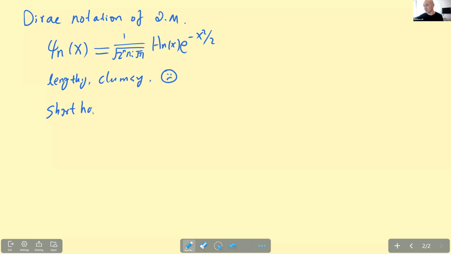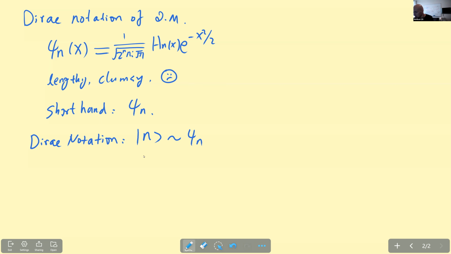But sometimes we just use shorthand notation. For example, just write it as m, right? Or even more systematically, Dirac introduced this Dirac notation. You just say, I use a label m and put this in the ket. So this one is the same as psi m of x, okay? So that one is called a ket state, okay?